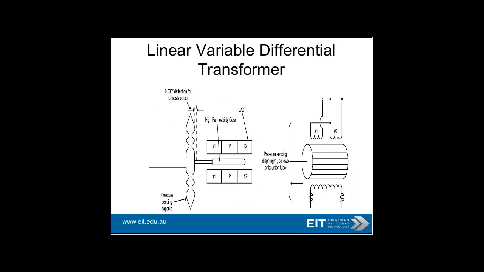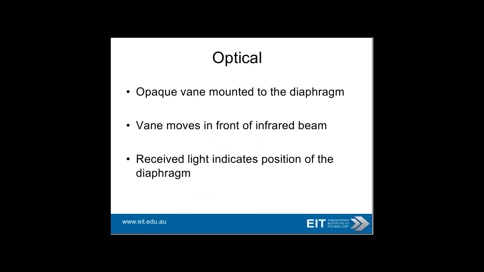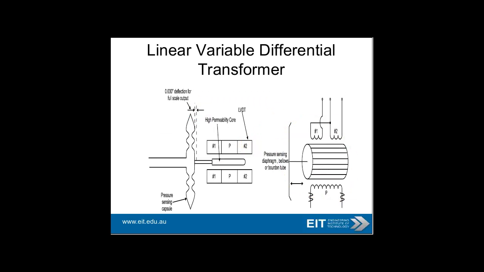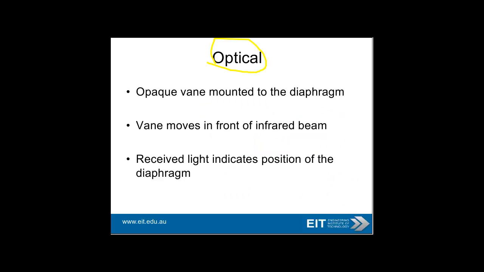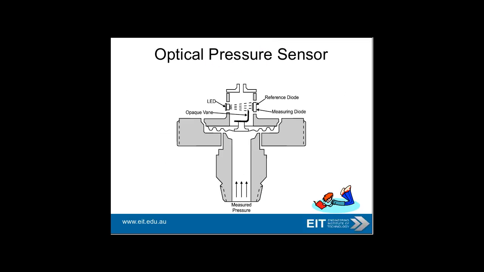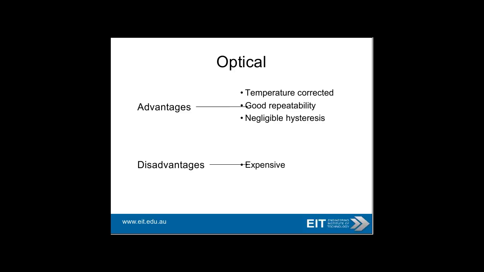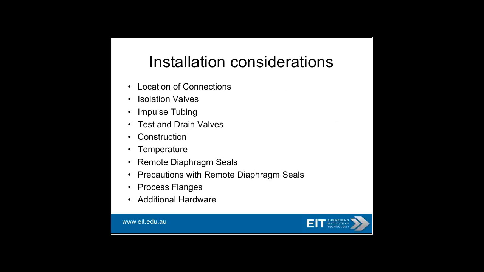LVDT is the other little animal that's floating around. So here you've got your high permeability coil, LVDT, and any deflection here, you will see that change in the LVDT. Good old transformer. Finally, optical is another type. A vane moves in front of an infrared beam, and that will indicate the position and thus the pressure.